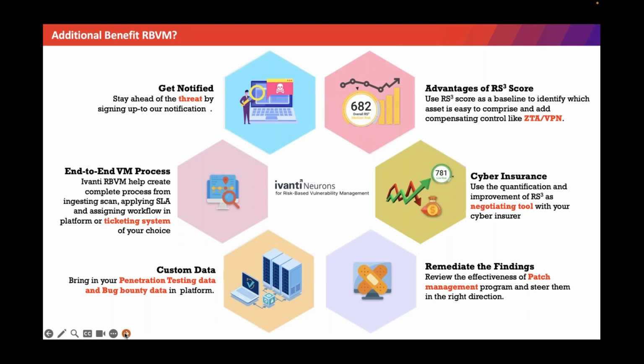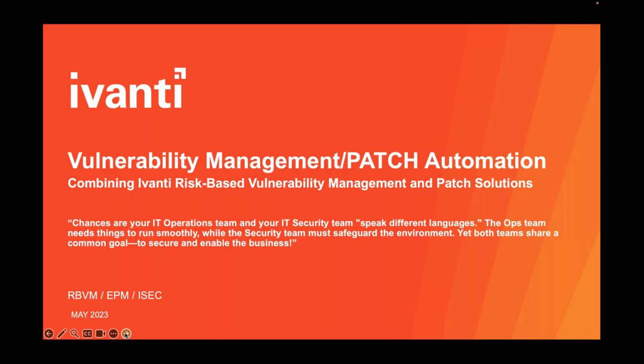And then there's a lot of ways that the platform can communicate proactively out to you, whether that's via Slack or Teams. So if you have a vulnerability that's identified that's associated with ransomware, a Slack message can automatically go out. Or if your RS3 score drops 20 points or 50 points, something just happened. So there's a lot of ways to get notified.